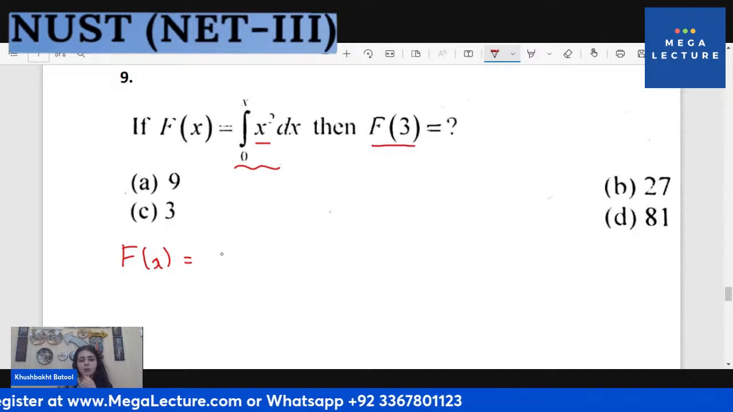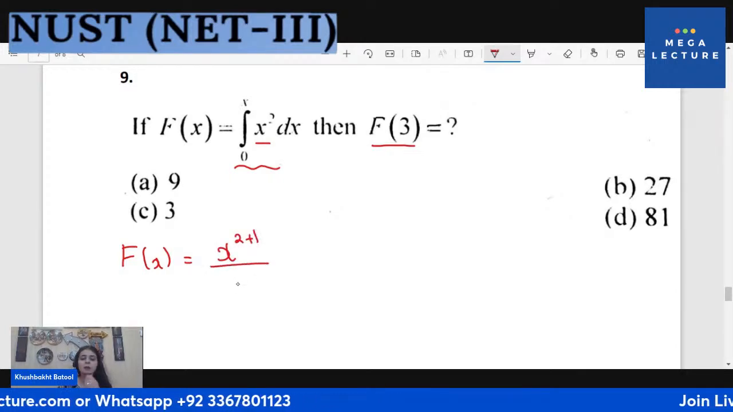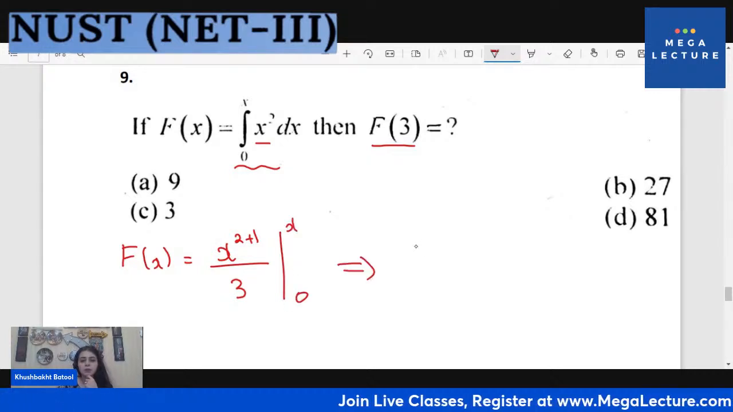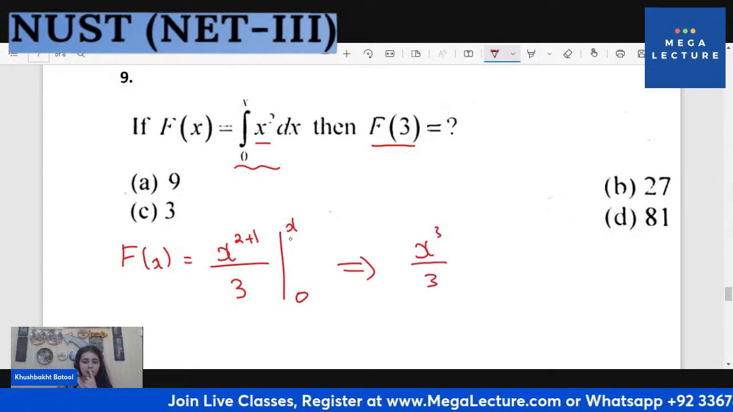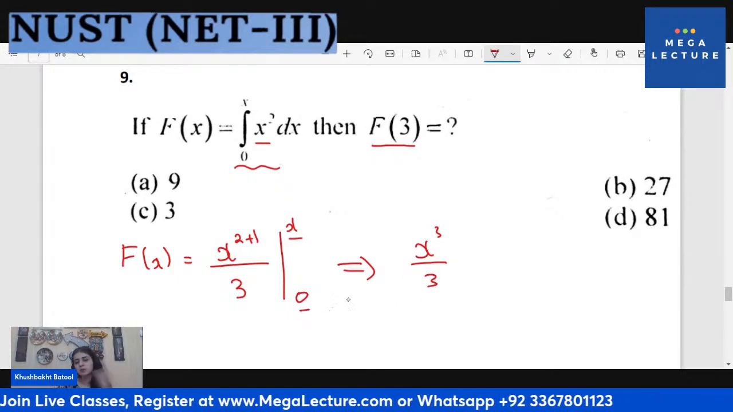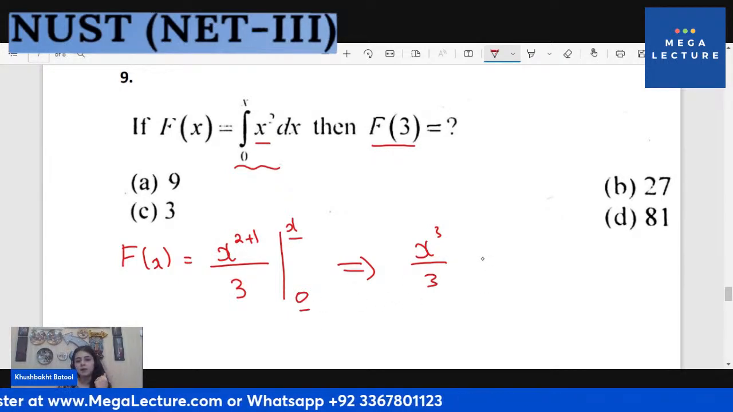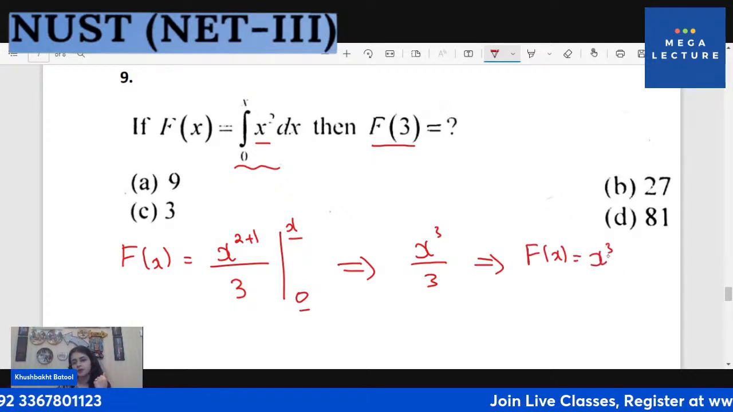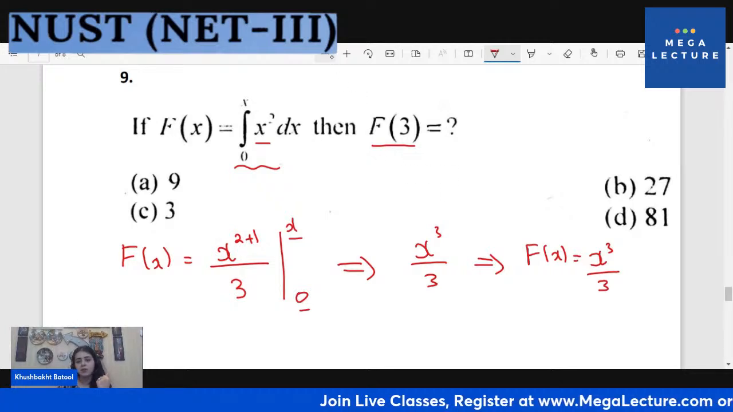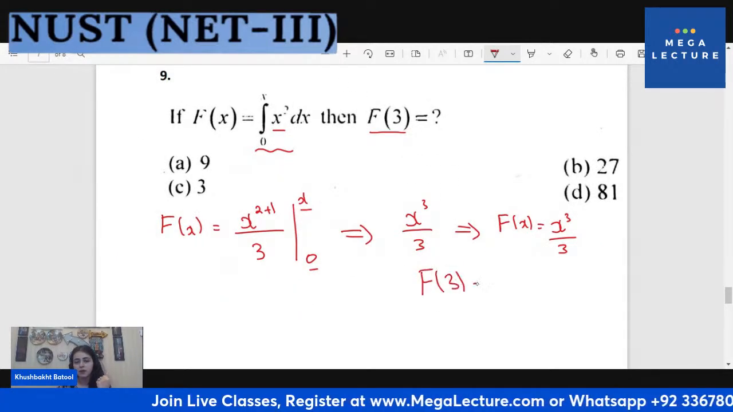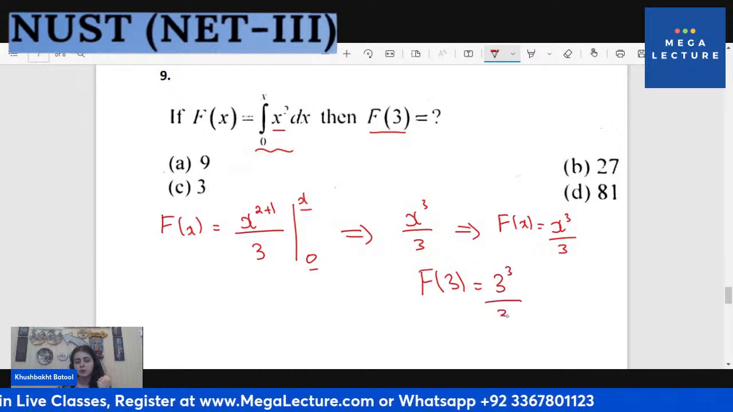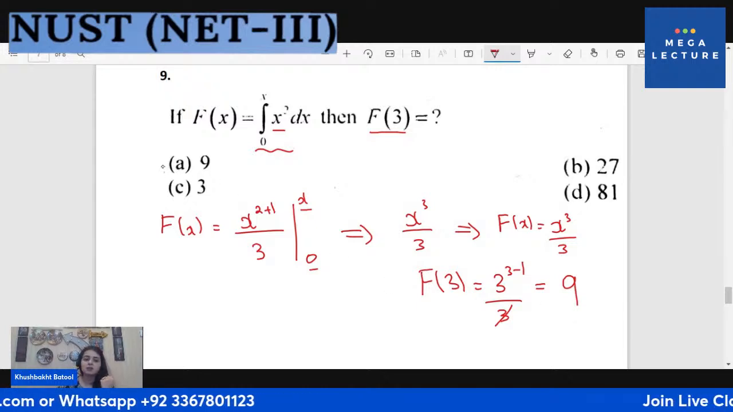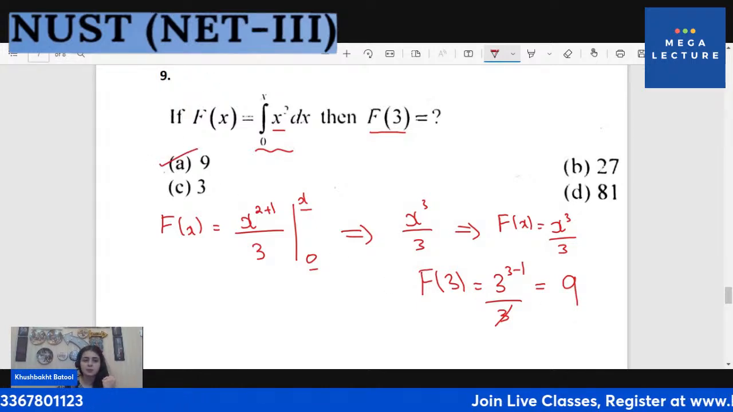So x squared would become x to the power 2 plus 1 divided by the new power, that is 3. And I need to plug in x and 0, and it would give me x cubed by 3. When I plug in x, it would give me x cubed by 3. When I plug in 0, it would give me 0. So I'm not plugging in 0. Now, f of x is x cubed by 3. So what is f of 3? For f of 3, I'll have to plug in 3 instead of x, and it would give me 3 cubed by 3. So this and this would be cancelled, and this is going to give me 9. So the answer is going to be A in this case.